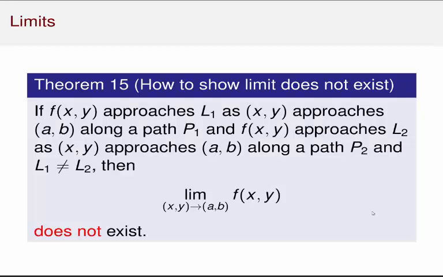So formally, this is what the approach says. Suppose the function f approaches a limit L1 as (x, y) approaches (a, b) along path P1, and the function f approaches another limit L2 as (x, y) approaches (a, b) along another path P2, and suppose that L1 and L2 are different, then the limit of this function does not exist. In other words, the function does not have a limit at this point (a, b).